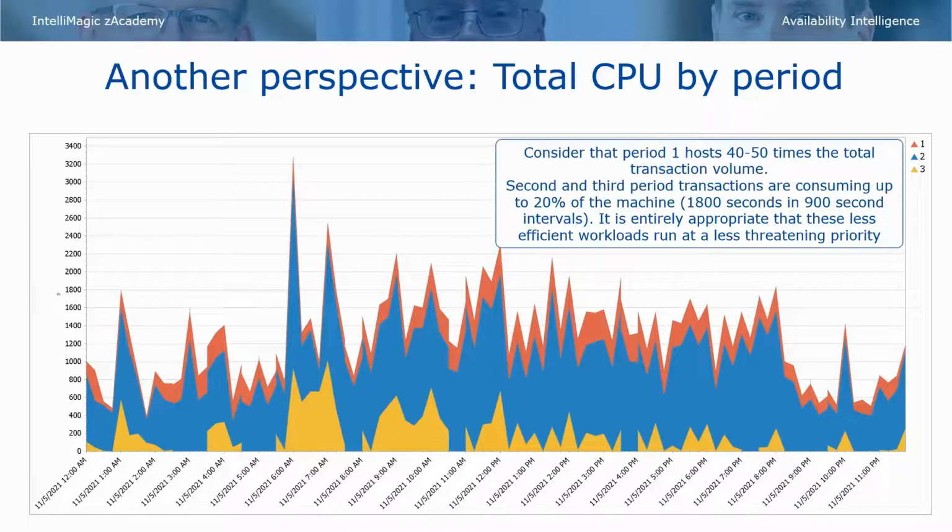But what we saw earlier, we already know that from a transaction volume perspective, first period was completing at peak 2 million transactions in an interval versus second period completing 40,000. So the overall efficiency from this particular perspective is very, very clear. You're doing 2 million transactions in first period, but they're relatively cheap. So as the note here says, it's entirely appropriate that the less efficient workloads, second and third period, will run at what I would call a less threatening priority.